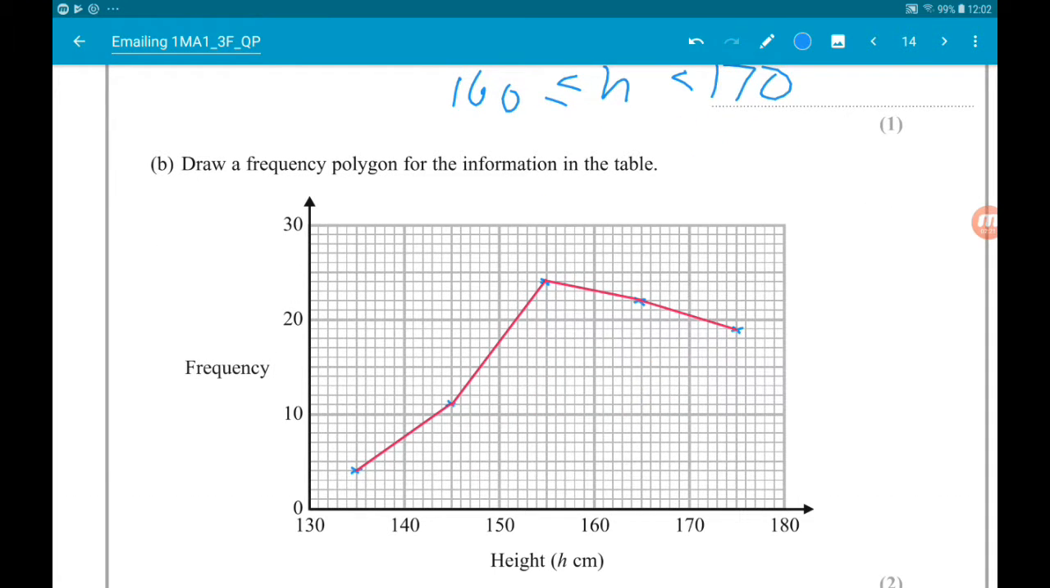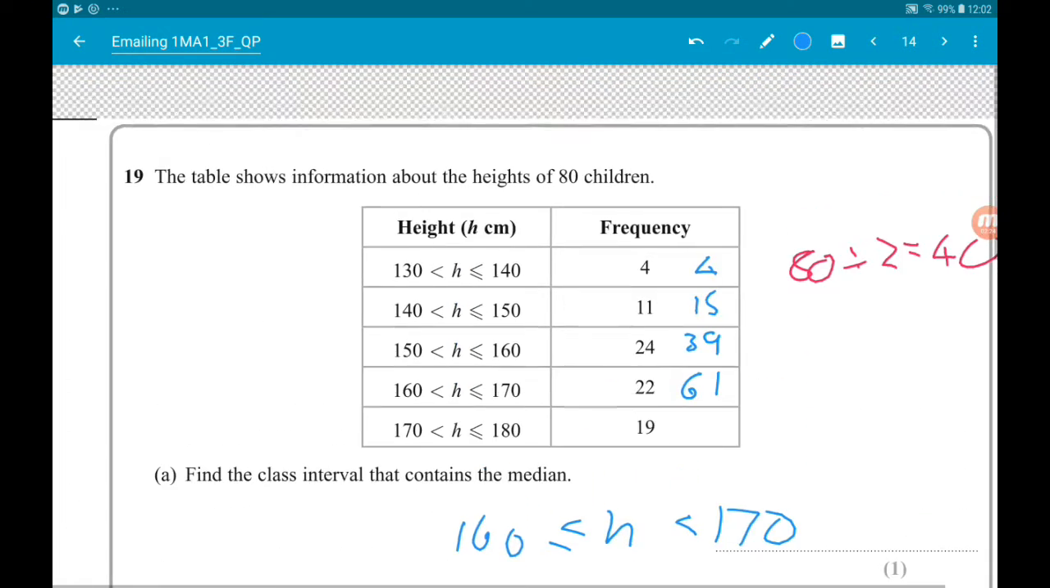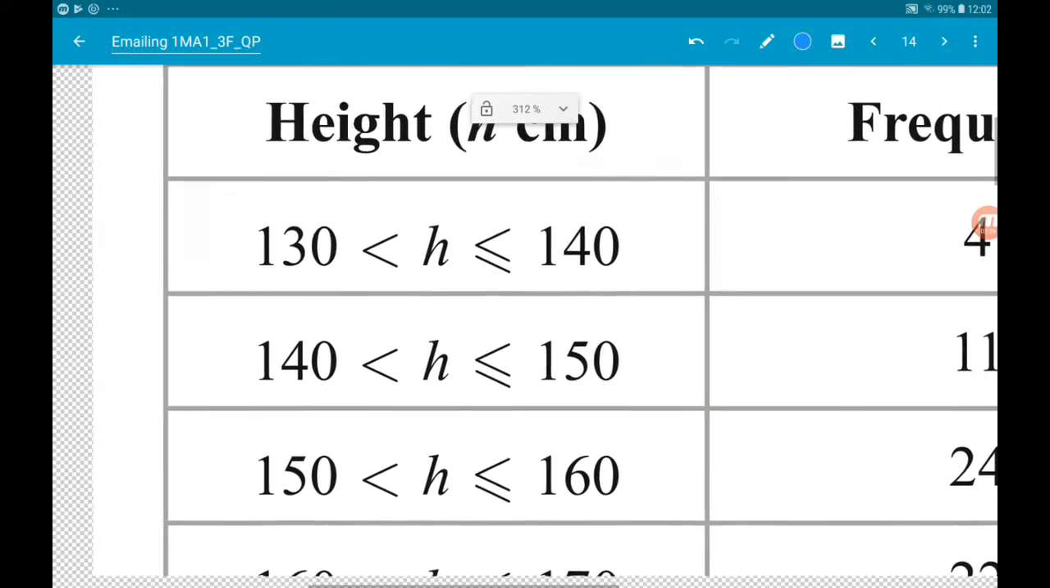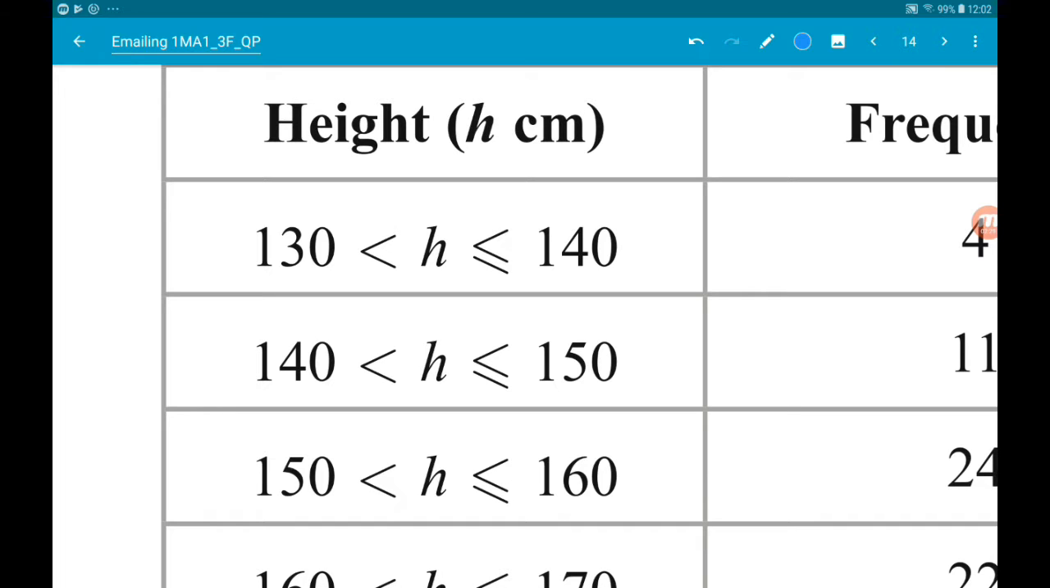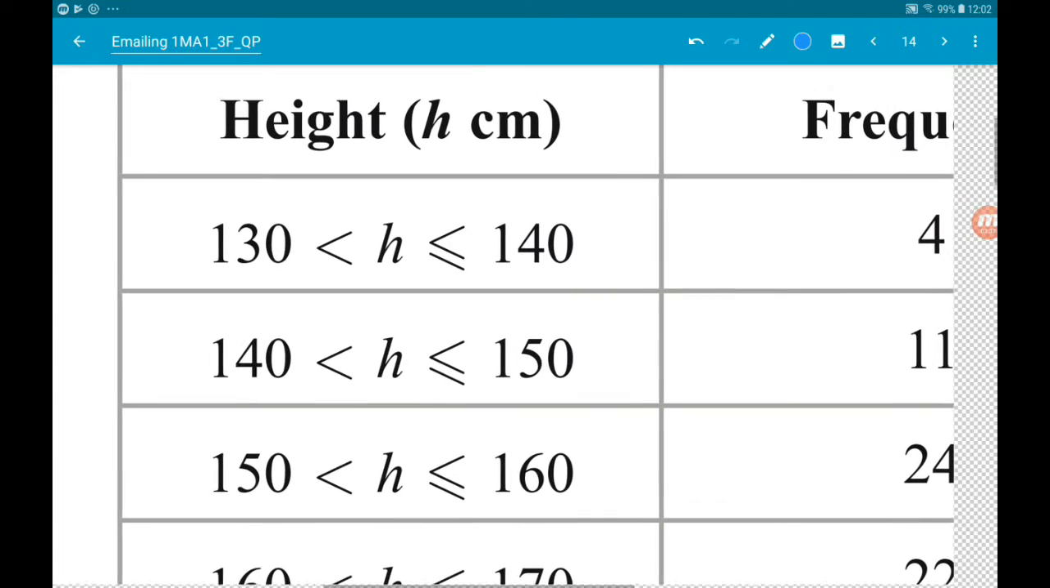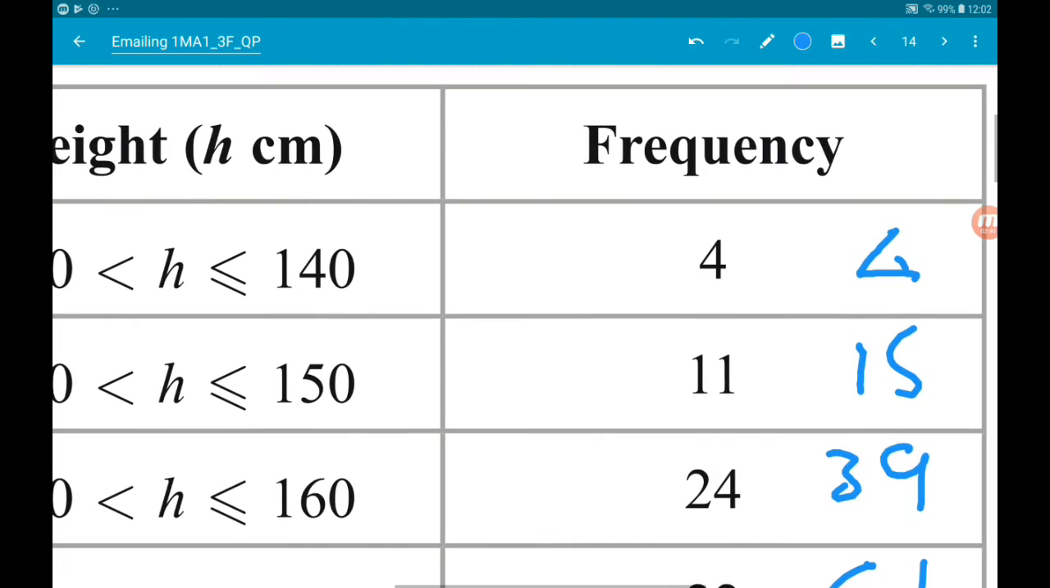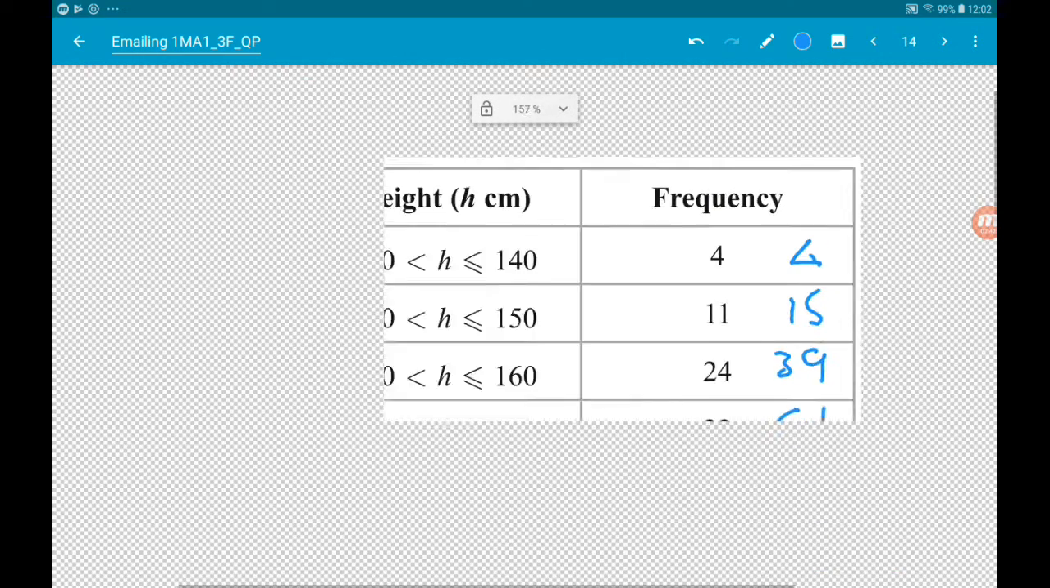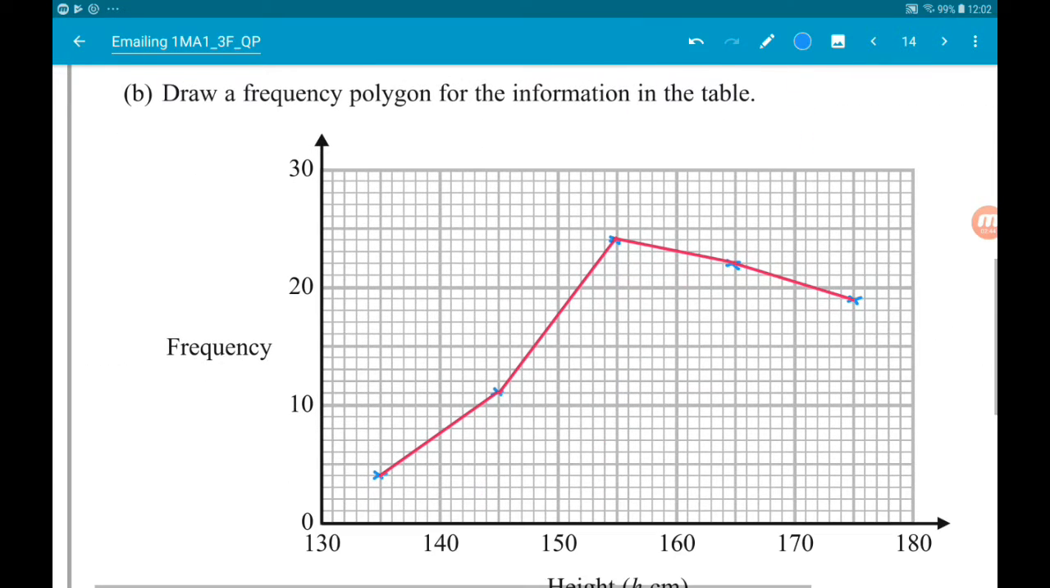Now the important thing is that you use the midpoint of each interval as the x coordinate. So the first point would be 135 and then 4 up. So do that for all of them. Now you join the points together with straight lines. Don't join the two end points together and don't connect to the axes.